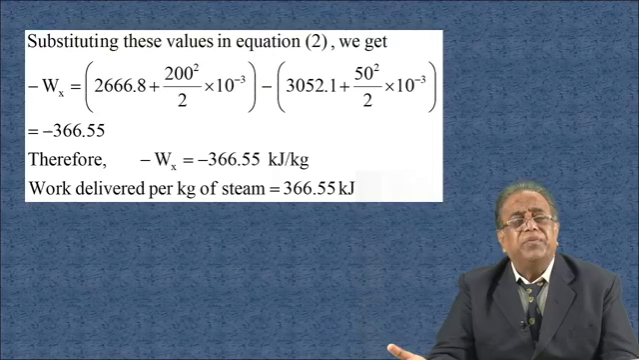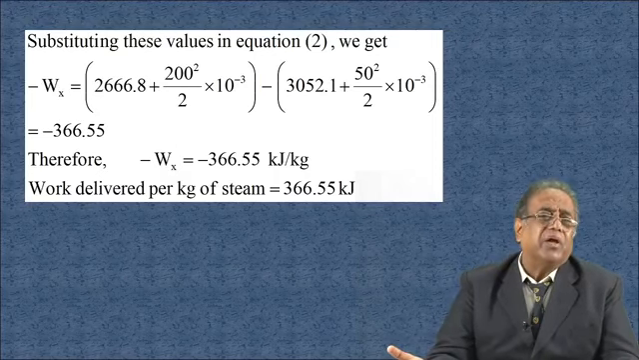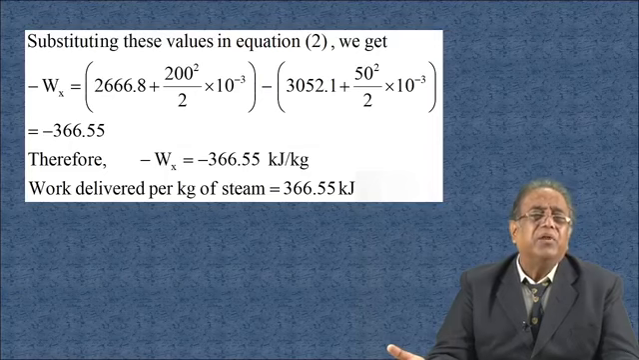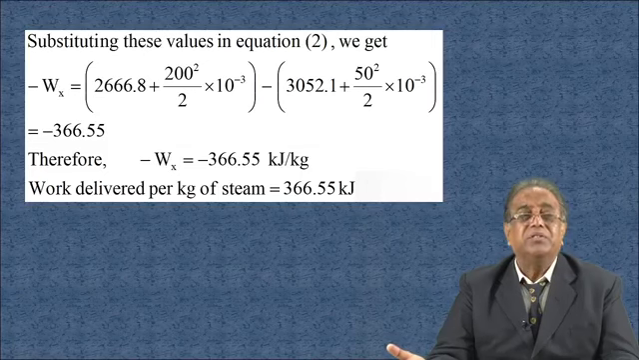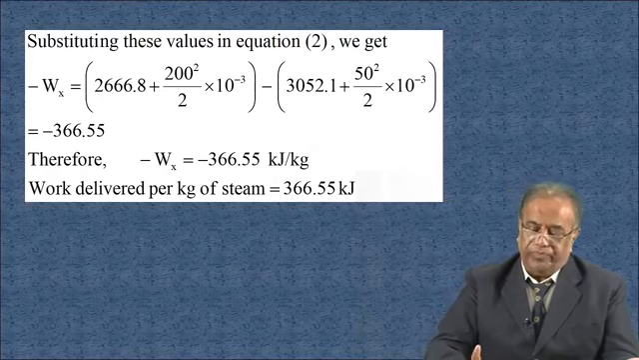And the efficiency is very simple: efficiency is nothing but output by input. So, here the net output for this system is equal to Wt minus Wp and the input is nothing but Q1. So, we can calculate the efficiency of the steam power plant.